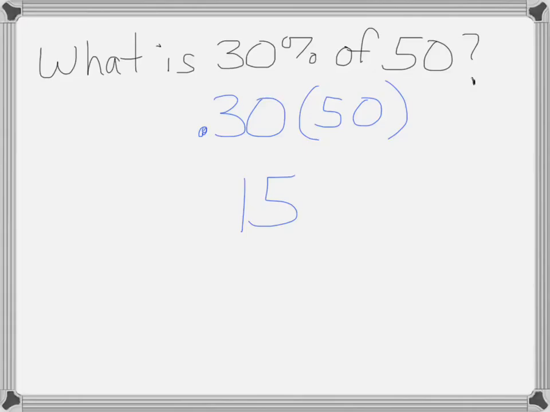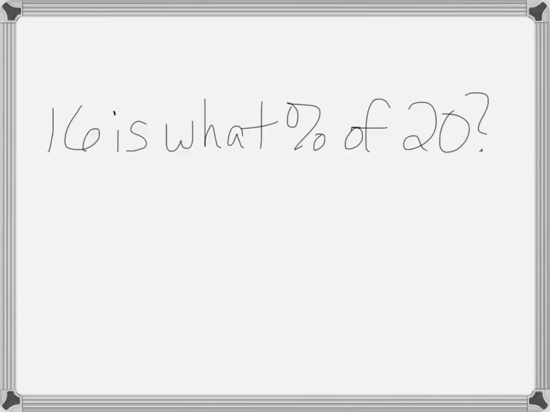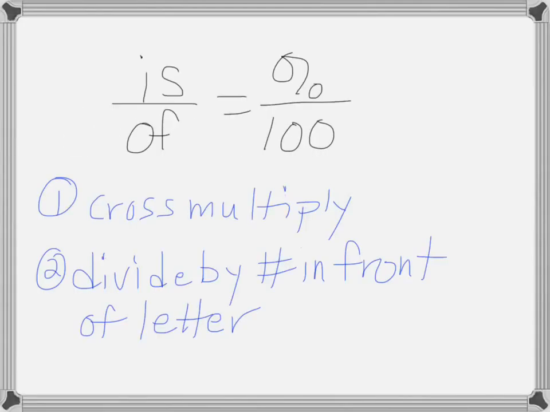But not all problems are like that. If we look at 16 is what percent of 20? This time we're missing the percent. We have the of number, 20. We also have 16, but that's not the percent, so we needed a different method. And an easy method to solve percent problems is by using proportions. The formula looks like this. Is over of equals percent over 100.